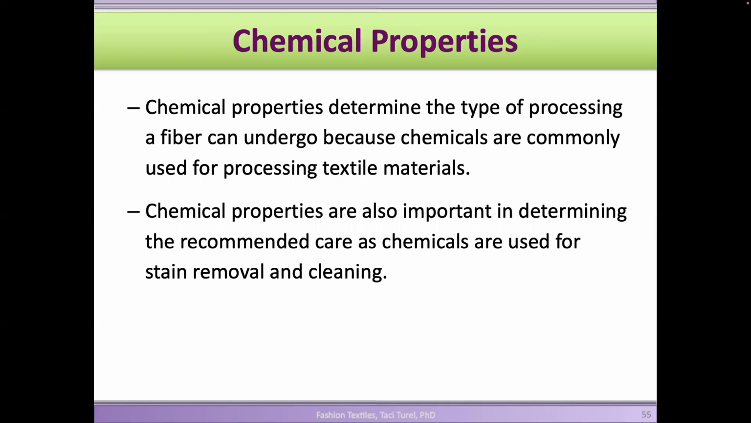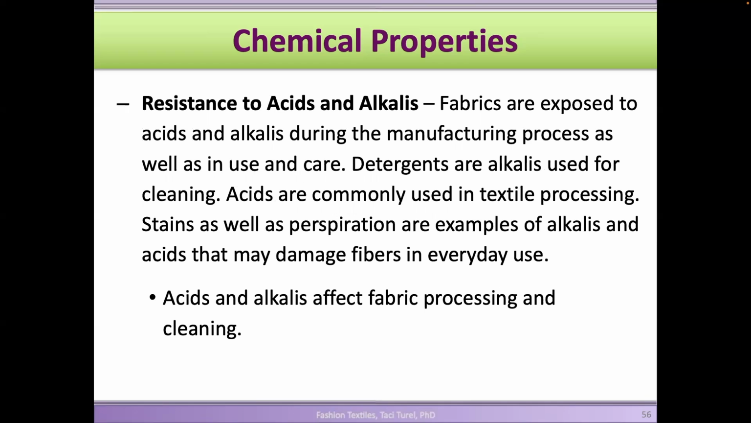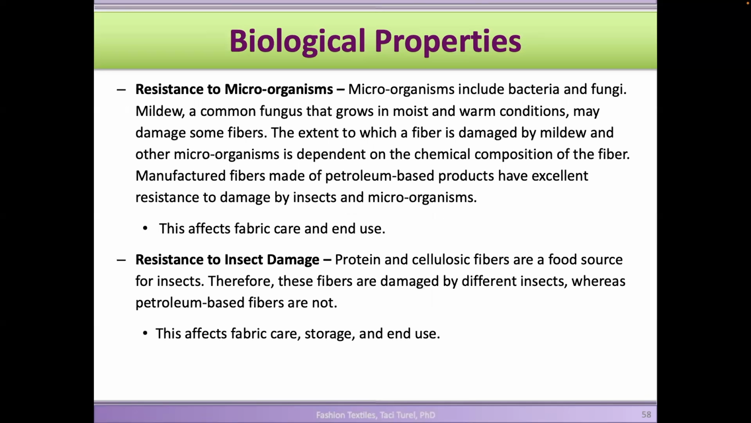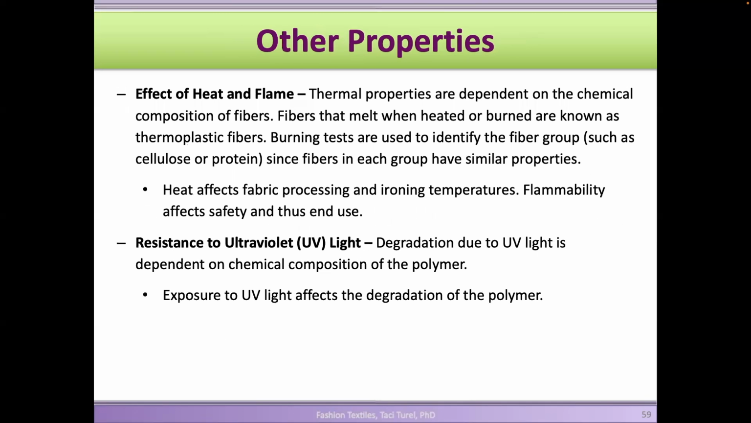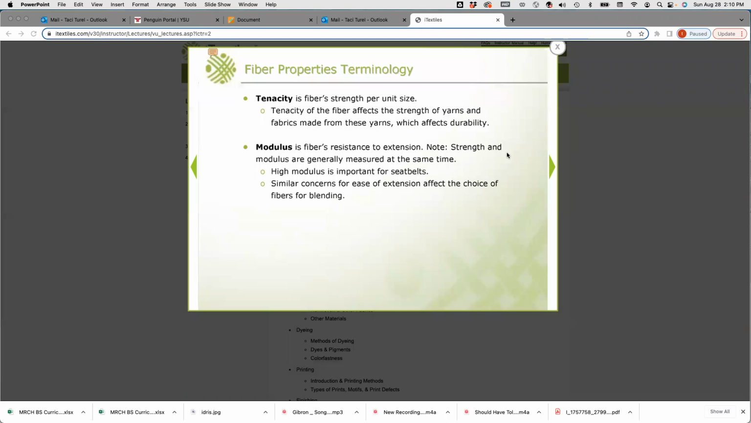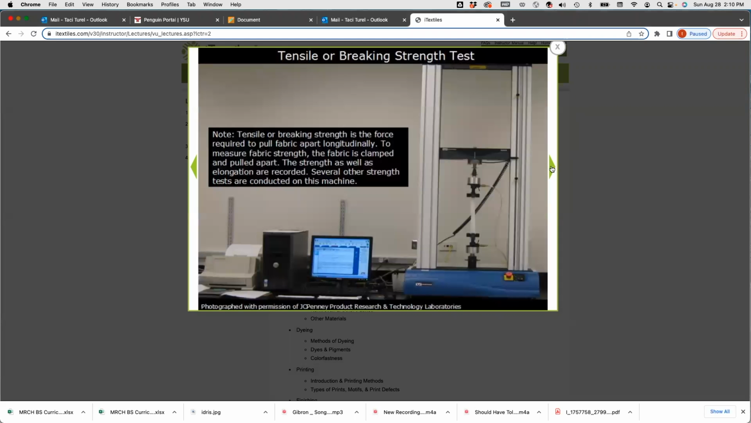Chemical properties obviously are important when you are washing or dry cleaning, like resistance to acids, alkalis, oxidizing agents, solvents. Biological properties are more about resistance to microorganisms, insect damage, and then effect of heat, flame, UV light. Those are important fiber properties that define how a fiber or a resulting fabric reacts. And if you go to your iTextiles, it explains all of these terms as well. It gives you some pictures.